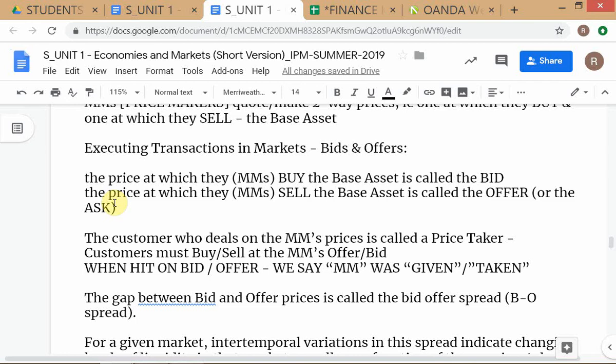And if he's hit on the offer, then we say he was taken. And it has the same connotation, right? Somebody takes my chalk, that means now I have a little less chalk with me. Is that clear? So taken means he has lost some of the base asset. So we say that the market maker was taken. The market maker might say, I was taken for $6 million or whatever. That means somebody bought $6 million worth of the base asset from him. Is this clear? Given, taken, this is other jargon that you have to be clear on.